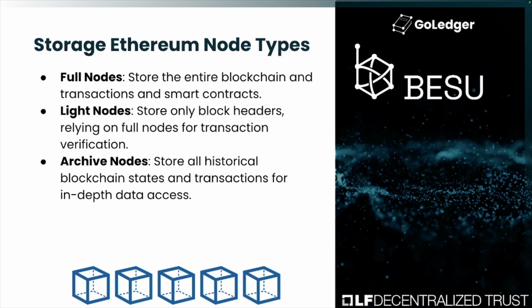Lastly, we have archive nodes. These nodes store not just the entire blockchain, but also maintain all historical states and transactions. This makes them perfect for applications that require access to past blockchain states. Each type of node plays a vital role in maintaining and scaling the Ethereum ecosystem.